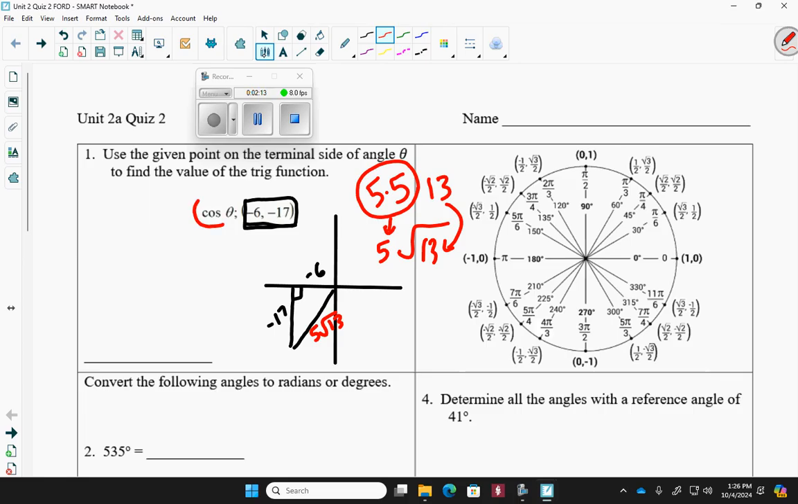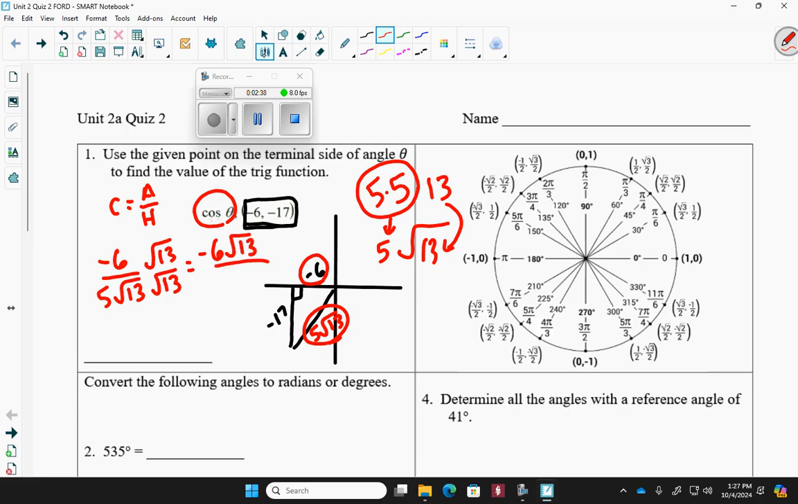All right, so now we're looking for cosine. So cosine is, if you remember, adjacent over hypotenuse. So the adjacent is -6. The hypotenuse is this ugly 5 radical 13. So we're going to do -6 over 5 radical 13. Now here's the problem. You have a radical in the denominator, which we have to get rid of. So we're going to multiply the top and bottom by radical 13, so we get -6 radical 13.